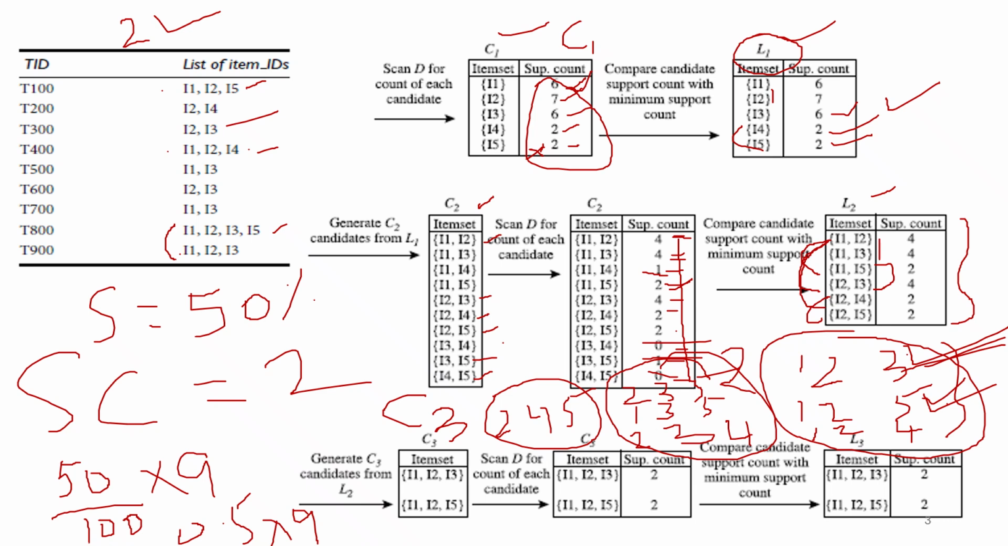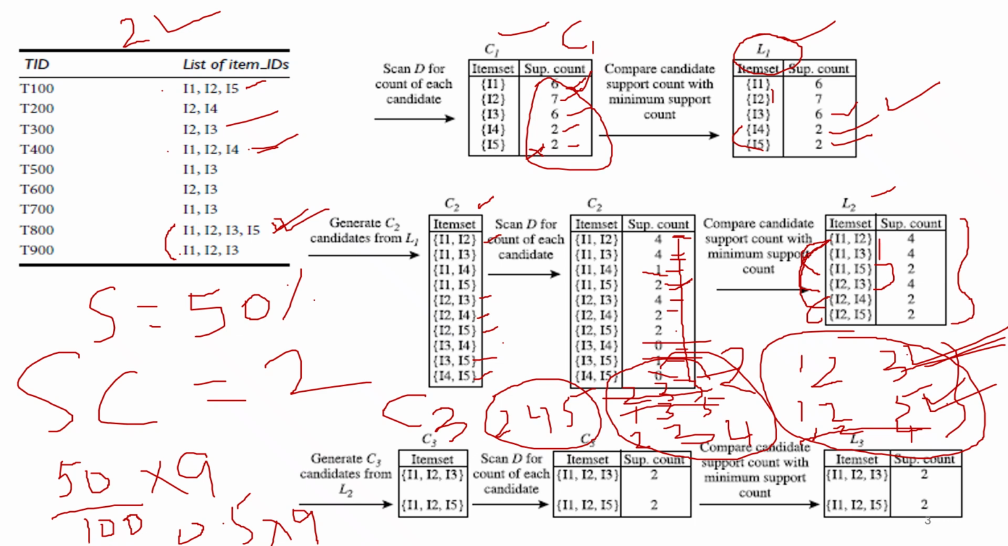Now I1, I2, I4. I have only one. So this is not satisfying my minimum support. So I am calling it off. I'm not taking it. And then I2, I3, I5. I have only one. So this will again not satisfy my minimum support count. Then I1, I3, I5. Only one I have. So this also I'm not going to consider.